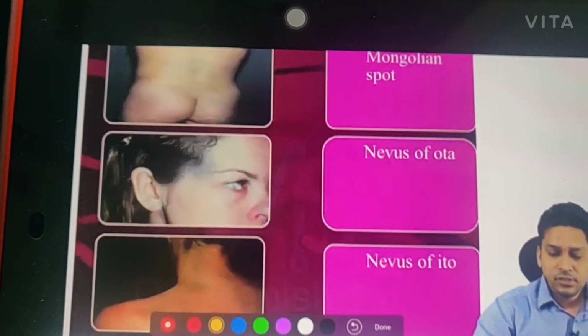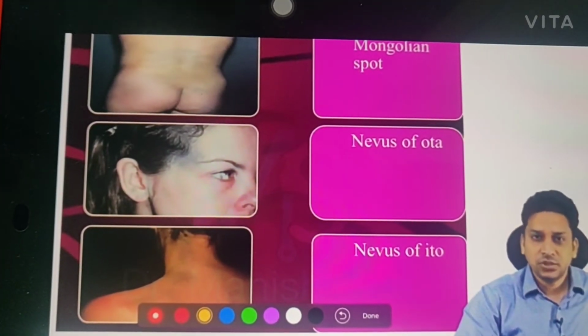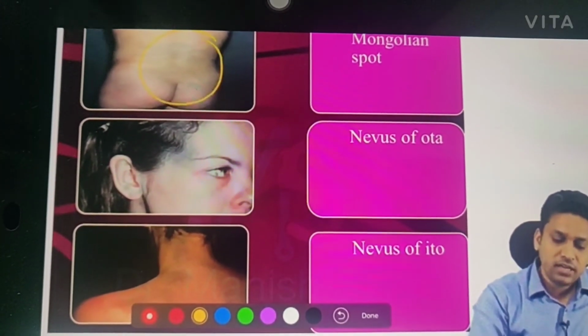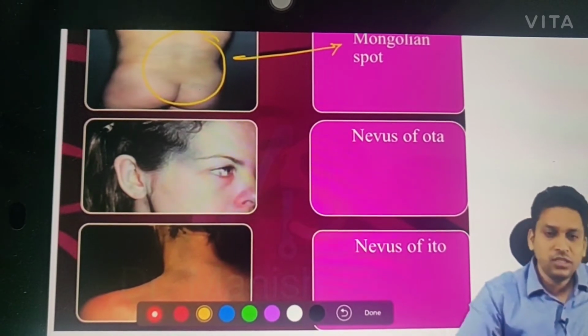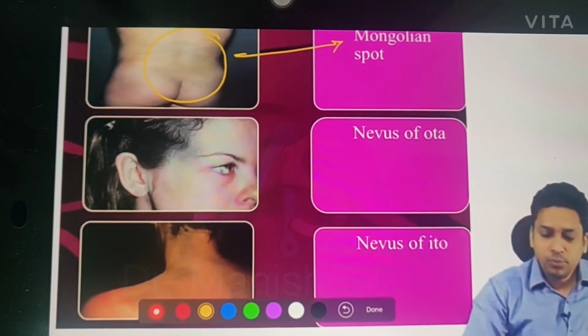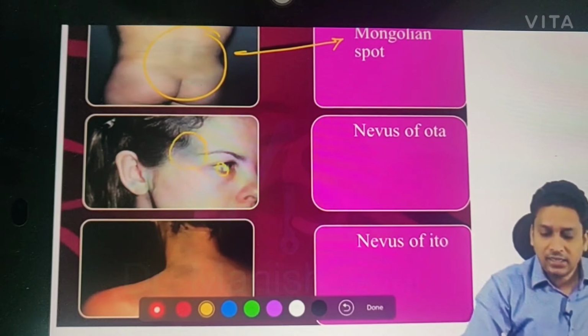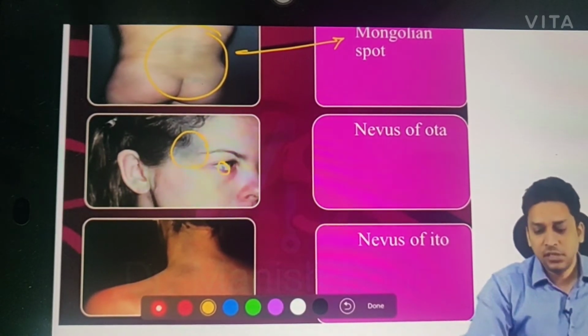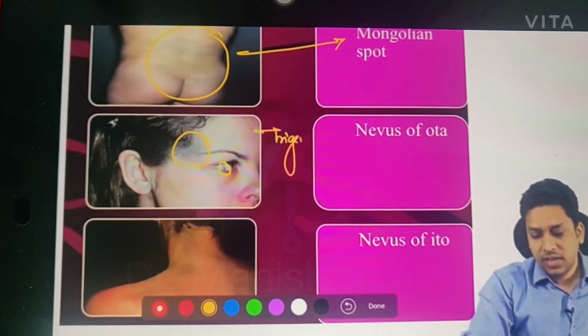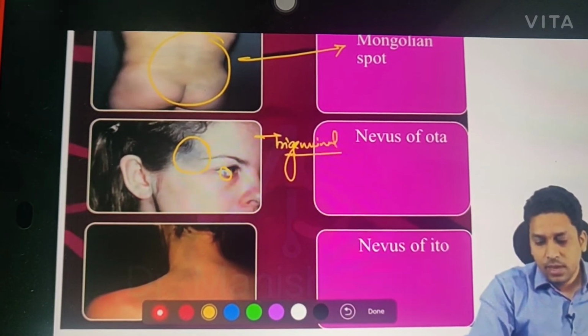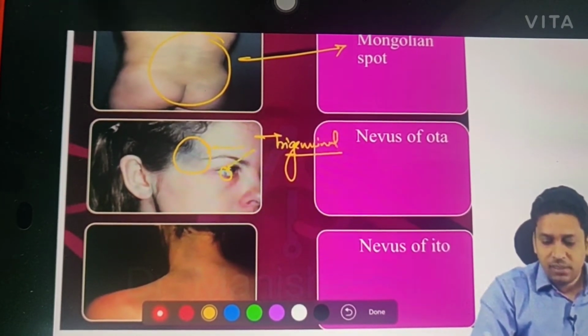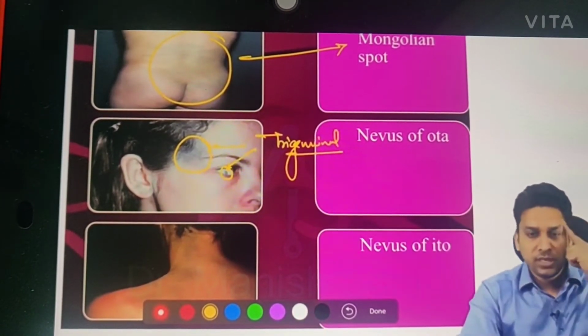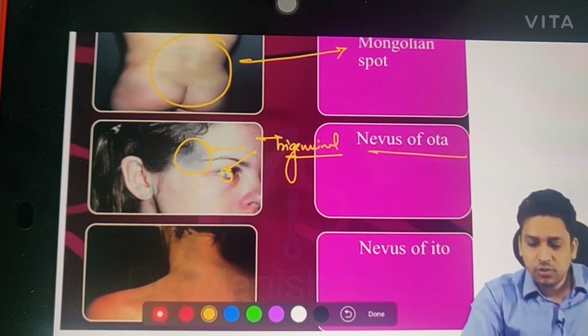Then these are few examples where bluish colored lesions are seen. So if you find bluish lesions over lower back in infants, it is Mongolian spot. If you find bluish lesions over the maxillary and the ophthalmic division of the trigeminal nerve, so here the trigeminal nerve is involved, mainly the maxillary and the ophthalmic division. So if you find bluish lesions over maxillary area and eye, it is nevus of Ota.